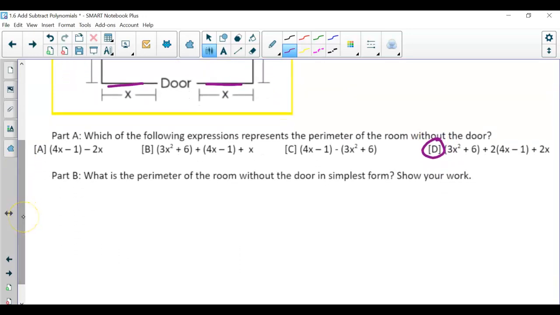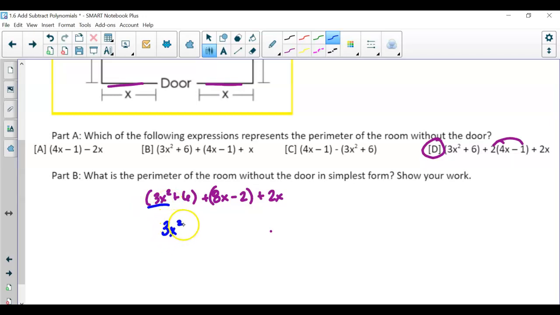Then here for part B is now actually getting the perimeter. So bringing down 3x squared plus 6, but now distributing 2 here, which is now 8x minus 2. Then bringing down 2x. Now we can start combining like terms. Only one x squared term, so bringing that down. We do have 8x plus 2x, which is 10x. Then last here, we have 6 minus 2, which is 4. So this polynomial is what you should have gotten for the perimeter.